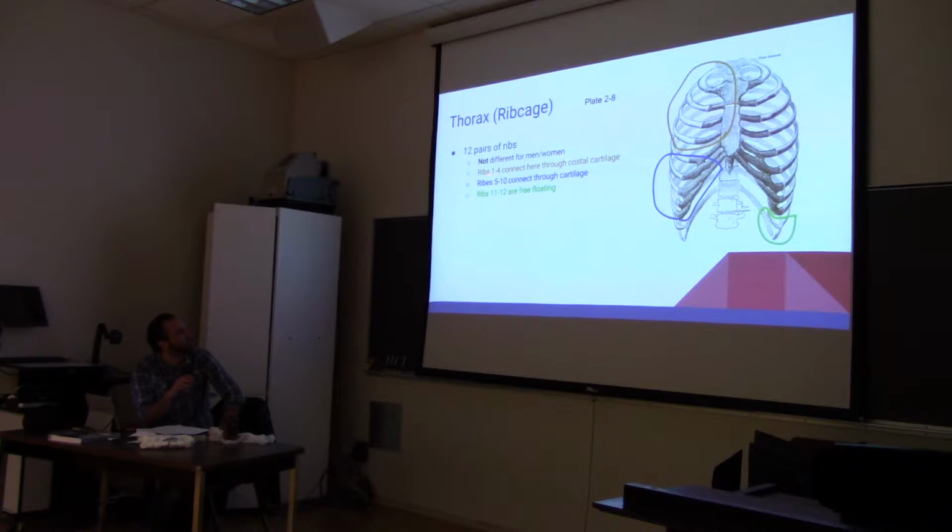Okay. Ribs 1 through 4 connect here through the costal cartilage. See that? Good. And then 5 through 10 connect through this cartilage. And then 11 and 12 are free floaters down there. So you can feel those ones in your back. You can feel the ends of them, right? So if I gave you this picture, and circled these top 4, you'd say they're those ones, and they're connected through costal cartilage.